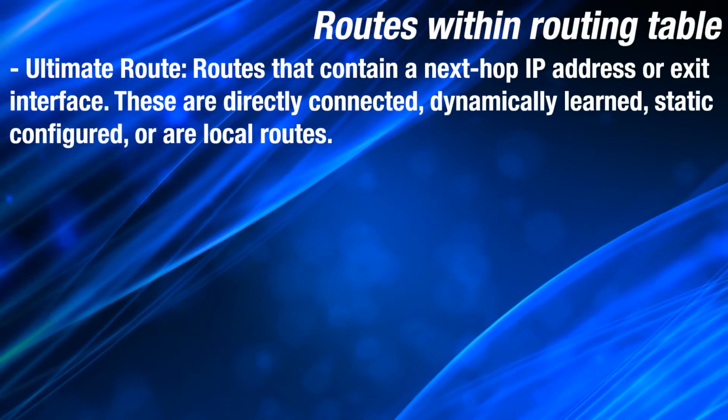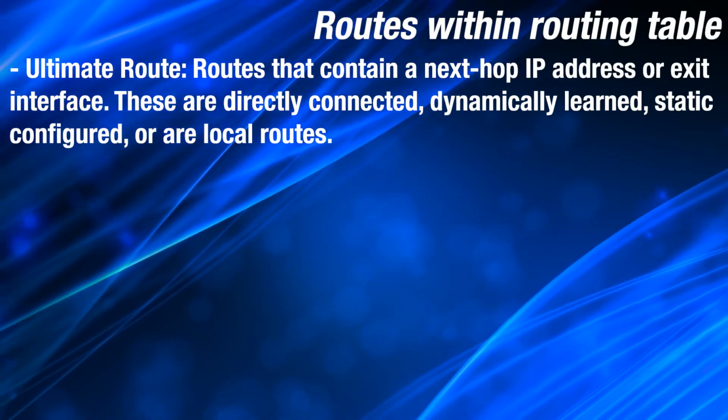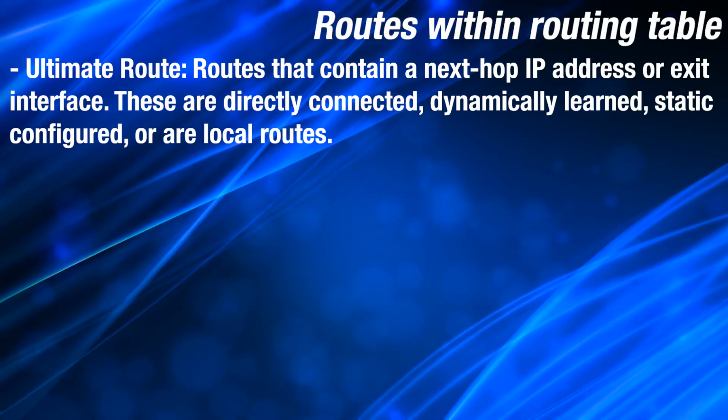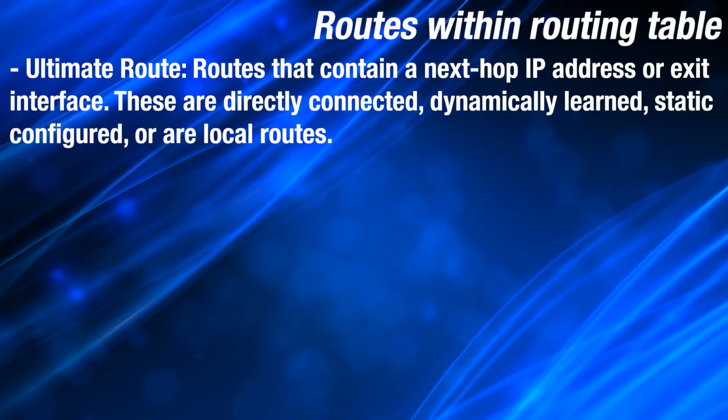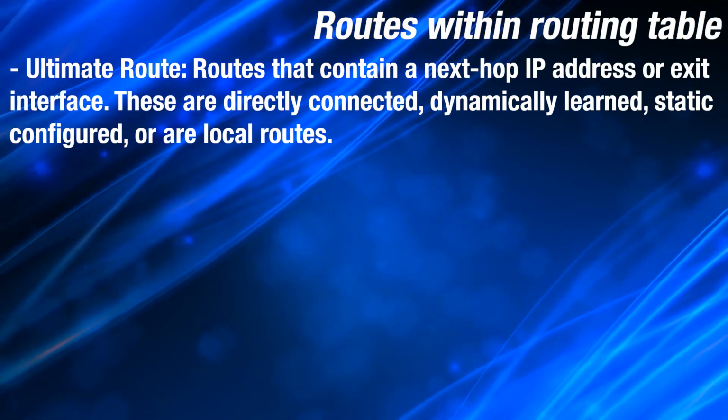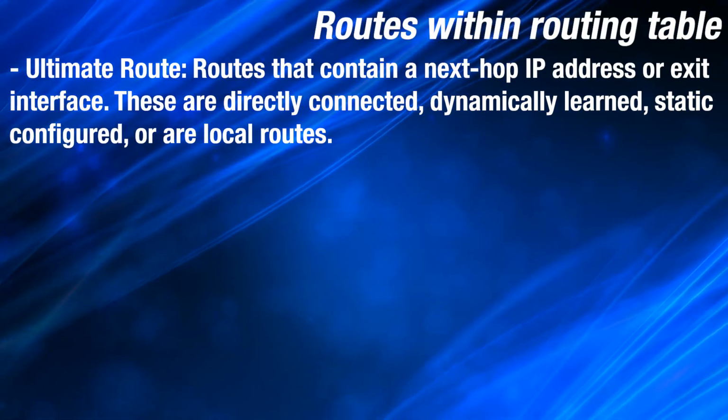Let's talk about the types of routes you will encounter within the routing table. Ultimate route: routing table entries that contain either a next hop IPv4 address or an exit interface. Directly connected, dynamically learned, and local routes are ultimate routes.